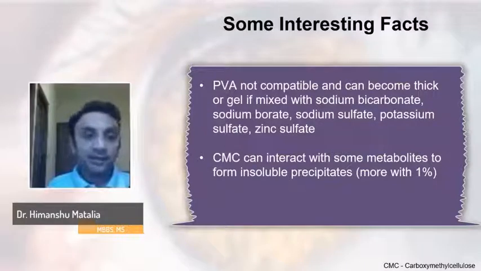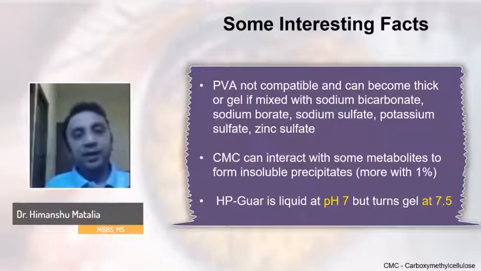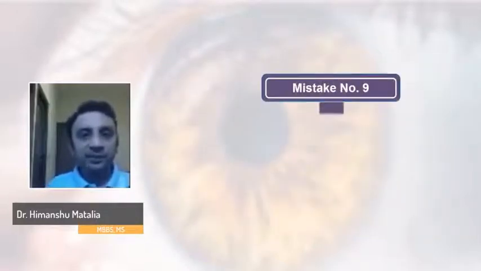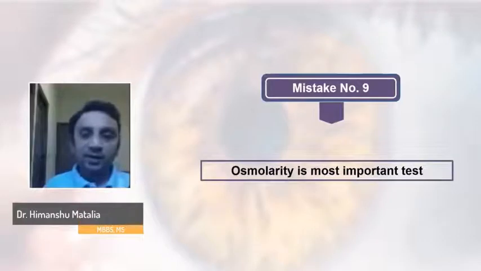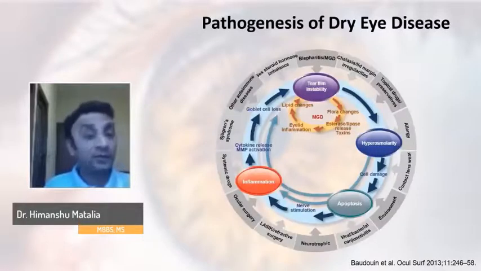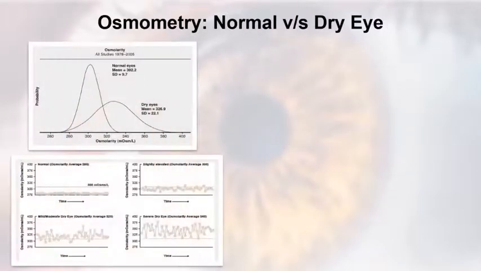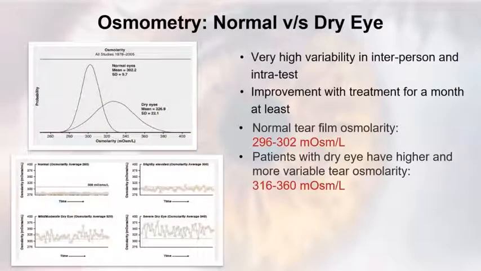And as I said, HP guar does not remain liquid when the pH is less than 7. The next mistake we make is osmolarity, where we are taught that osmolarity is the most important thing in terms of pathogenesis of dry eye, which is true. I do agree with that. But when we talk about measuring the osmolarity, called osmometry, that's where our science falters.